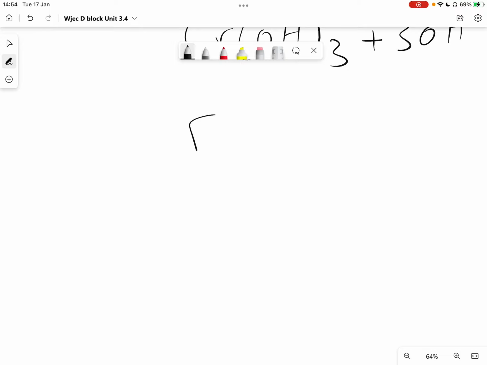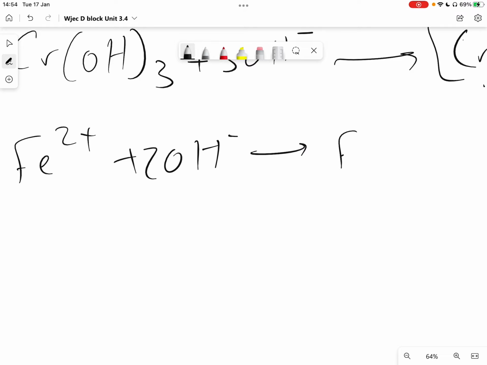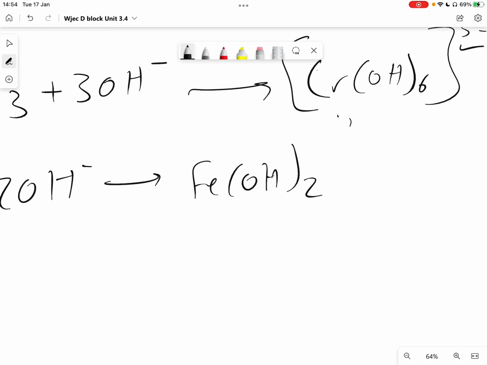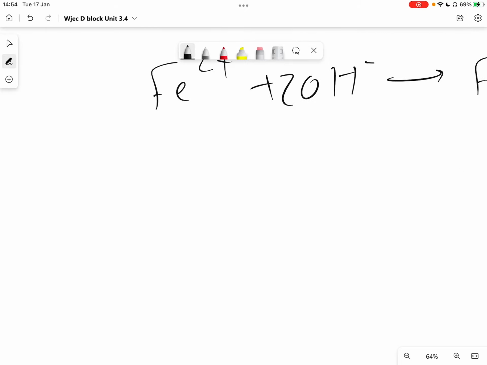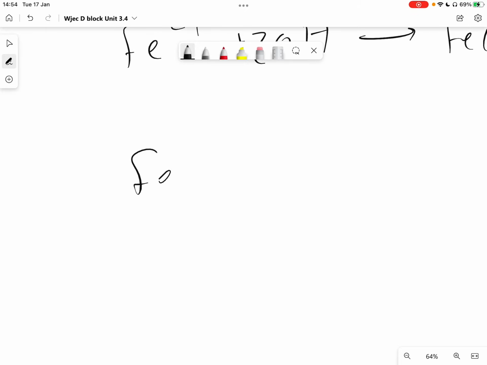Now next to iron 2. So Fe2+ plus 2OH- is going to give Fe(OH)2. Now this is a dark green precipitate. Dark green precipitate. Now ppt for reference means precipitate if I write it down. You also need to know the iron 3+.